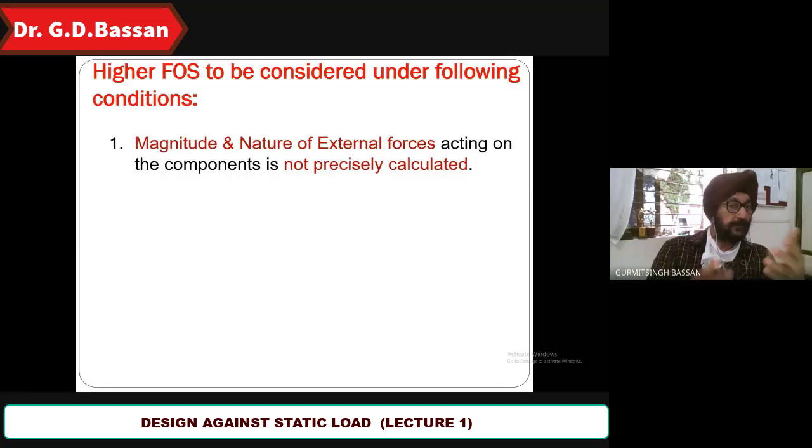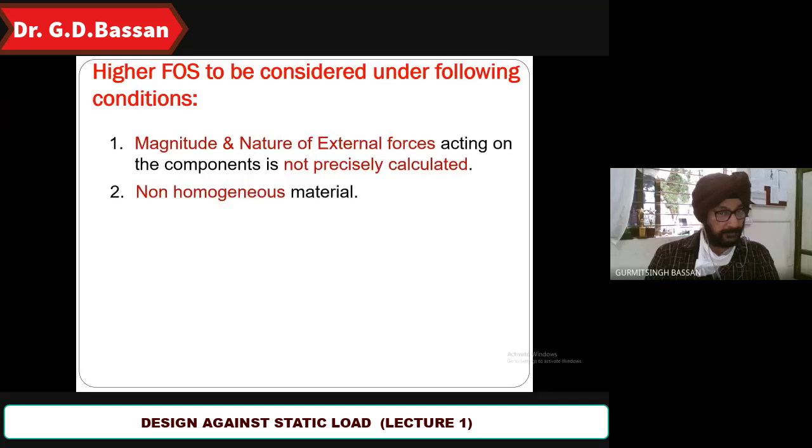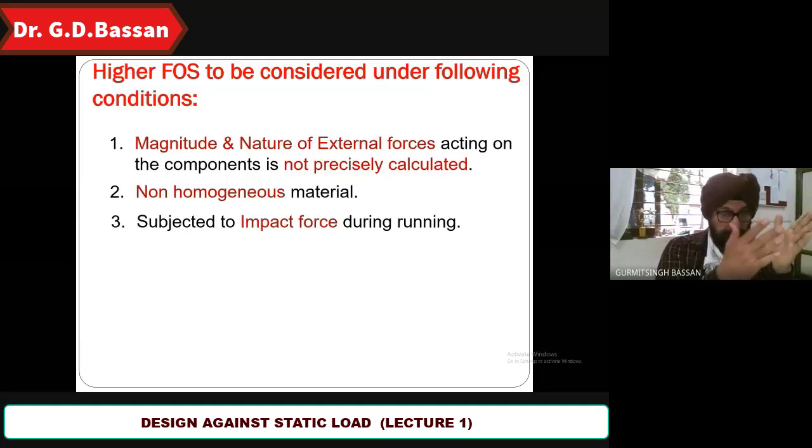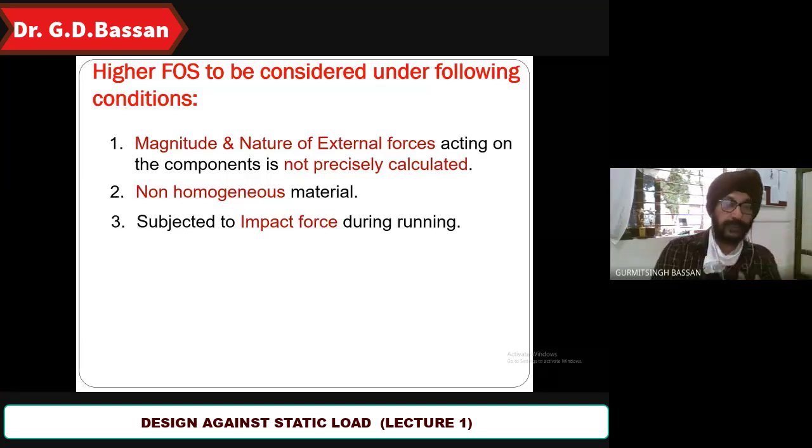Second is non-homogeneous material. Which is a non-homogeneous material? Yes, brittle type. So in that case, we have to take the higher factor of safety. Third is subjected to impact force during running. So during normal running condition, if any impact force is applied, we have to consider the higher factor of safety.